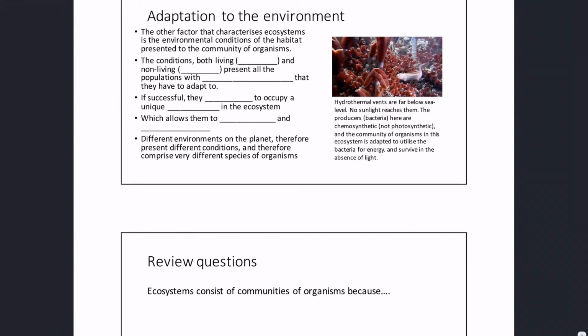Next, adaptation to the environment. And this is really a lot about survival. And obviously getting enough energy is a part of that, but so is being able to adapt to the non-living part of the environment. So the idea is that different ecosystems have different environments.